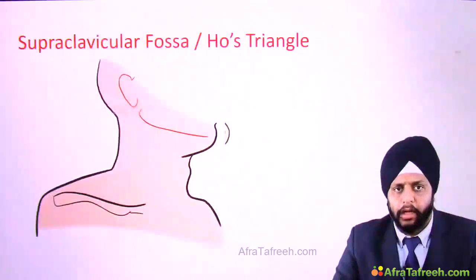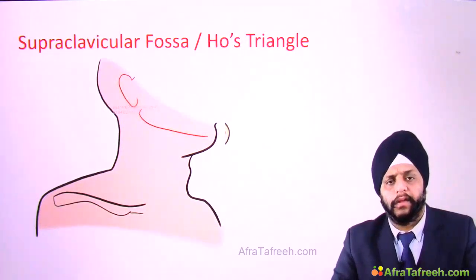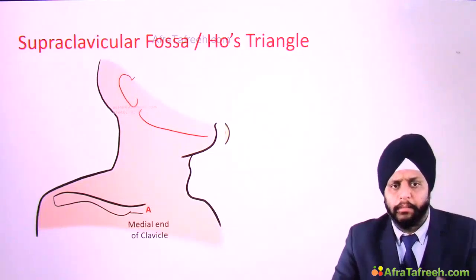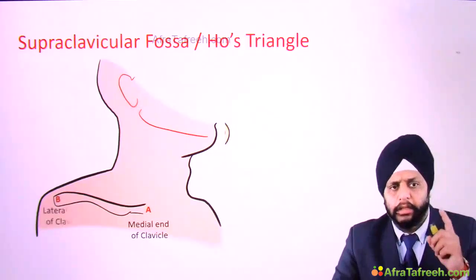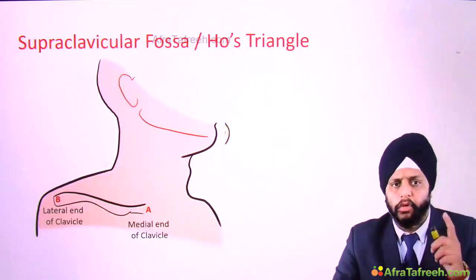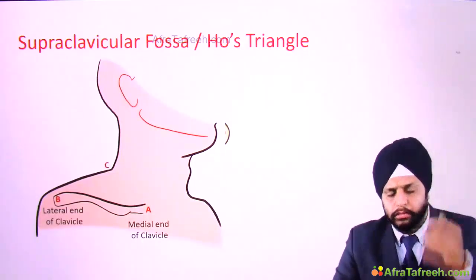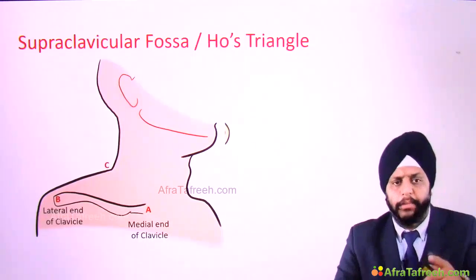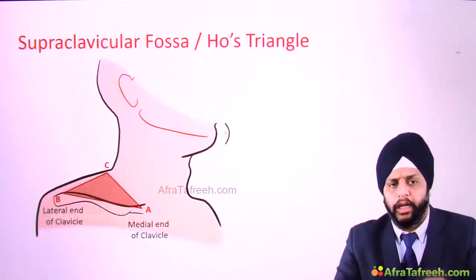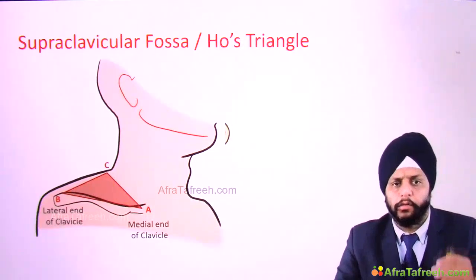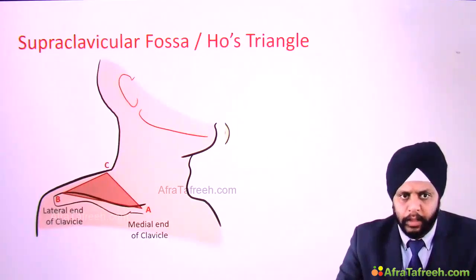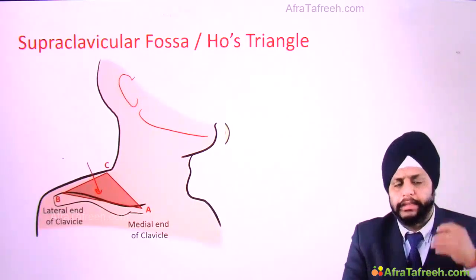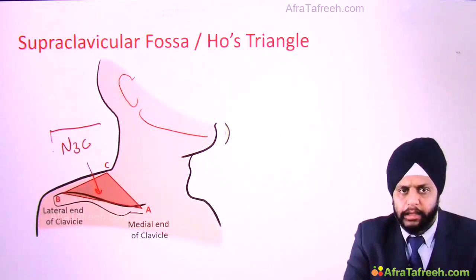Now what is Ho's triangle? Ho's triangle is also known as the supraclavicular fossa. This supraclavicular fossa is formed by A, the medial end of clavicle, B, the lateral end of clavicle, and C, where the head and neck meets the shoulder. Okay, so in between these 3 points, we have a triangle known as Ho's triangle or supraclavicular fossa, right? And if the malignancy is present over here, any size, any side, it is directly N3B.